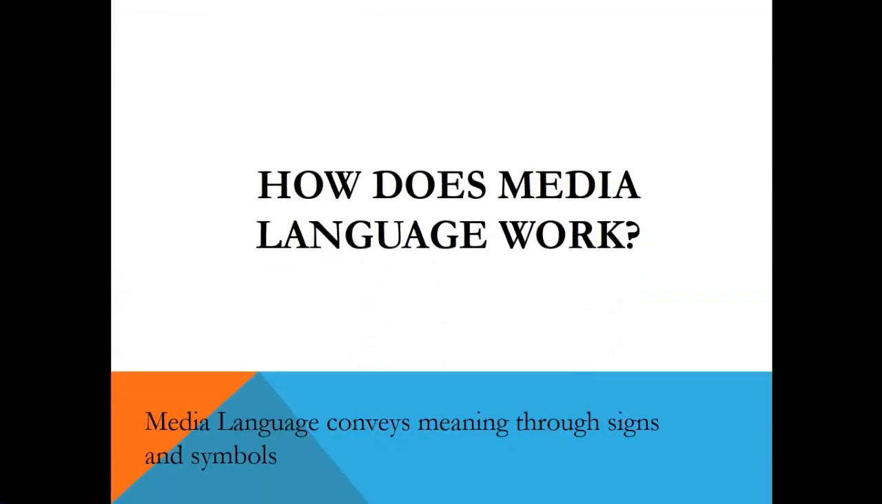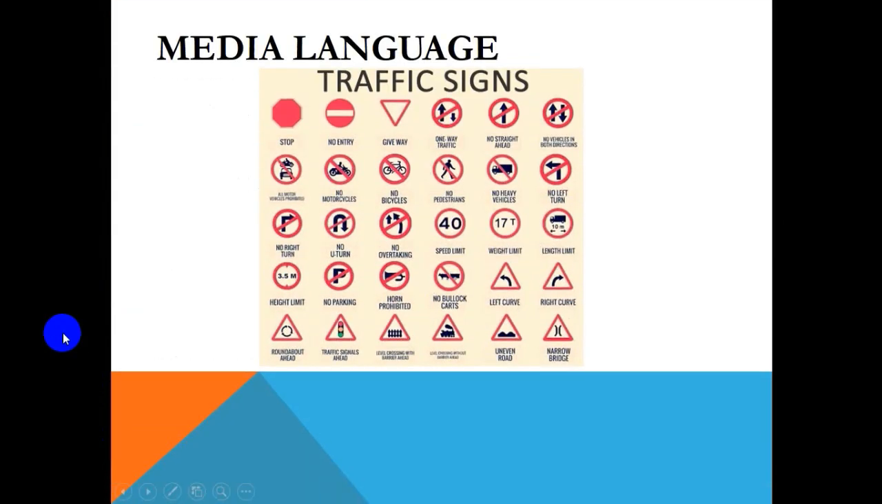But how does this work? How does media language work? Media language conveys meaning through signs and symbols. When you say conveys, it means to communicate something. So basically, media language communicates the meaning of something using signs and symbols. One good example of this is road signs. Here you see a variety of traffic signs which you can easily identify on the road even without the actual meaning written on them.